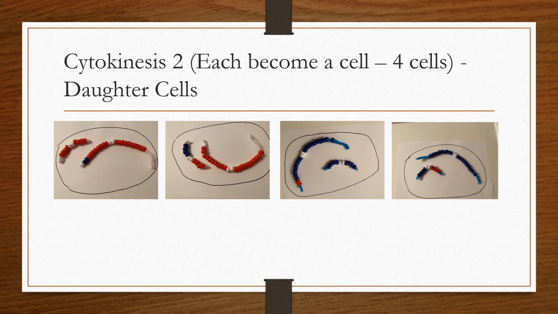Then finally, we come to the cytokinesis 2 phase. In this phase, it becomes new cells. So now we have four new cells in cytokinesis 2. By the way, these are called daughter cells because they are the result of a division from the original cell, which is called a parent cell.